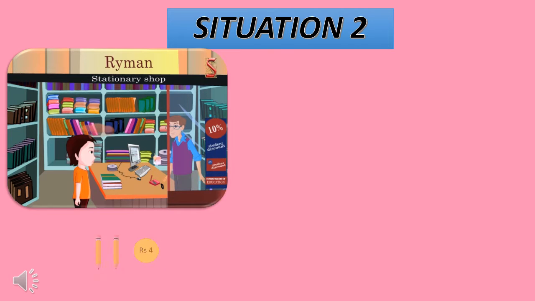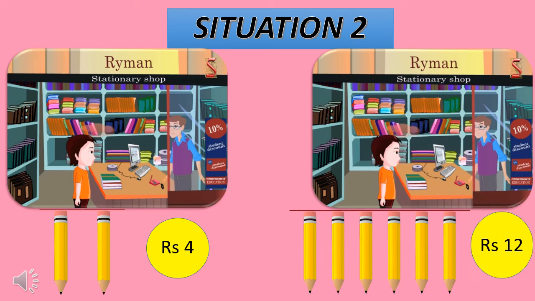Let us consider a different situation. Sunil goes to the stationery shop to buy 2 pencils. The 2 pencils cost him 4 rupees. For the next week, Sunil goes to the stationery shop to buy 6 pencils. The 6 pencils cost 12 rupees. So, what do we observe here? We observe that when the number of pencils bought was more, the total cost increases.